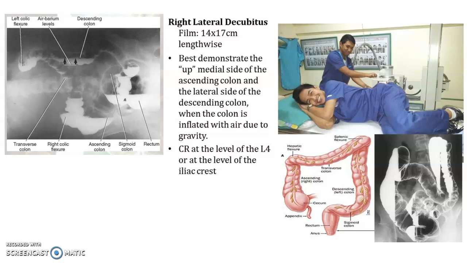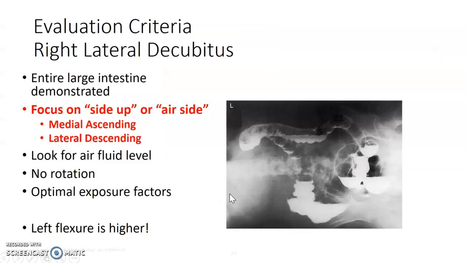But on the decubitus images, we are looking at the side up or the air side. We are not looking at the side with the contrast in it. We're looking at the side up with air. So I want you to know which side of interest. So medial side of the ascending, lateral side of the descending. Okay, I think I have that in this one here. Side up or air side? So medial ascending, lateral descending.